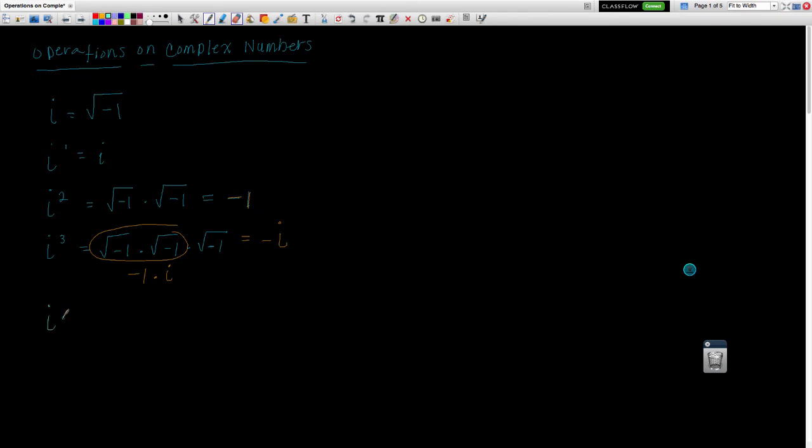Let's do i to the fourth power. That would be the square root of -1 four times. You know that the square root of -1 times the square root of -1 is -1. Again, the square root of -1 times the square root of -1 is -1. -1 times -1 is a positive 1.